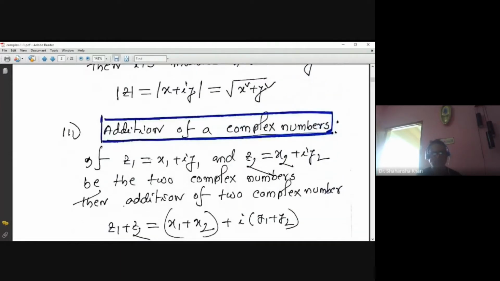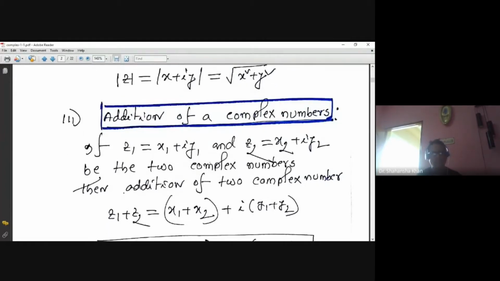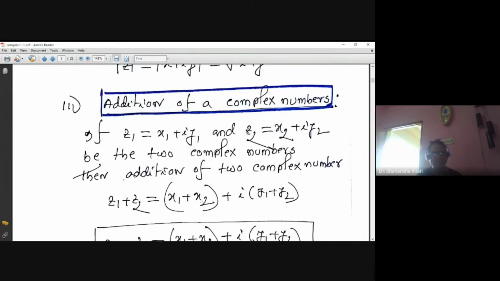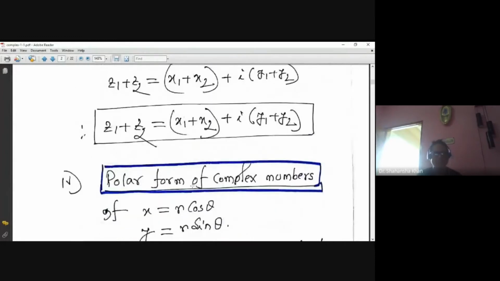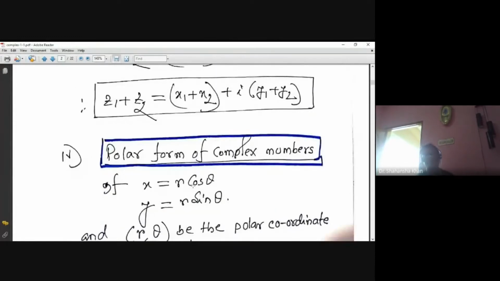When you take two complex numbers, z1 equal to x1 plus iy1 and z2 equal to x2 plus iy2, for addition you add real part plus real part and imaginary part plus imaginary part. Subtraction works the same way. Now we can discuss the polar form of the complex number.